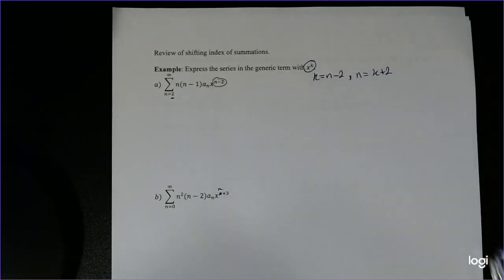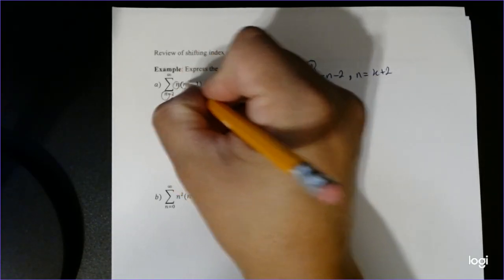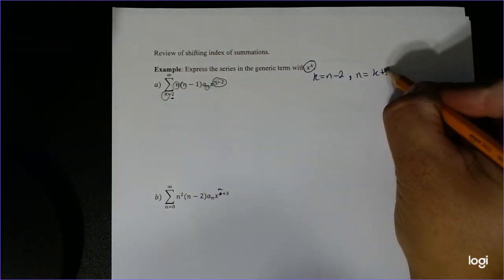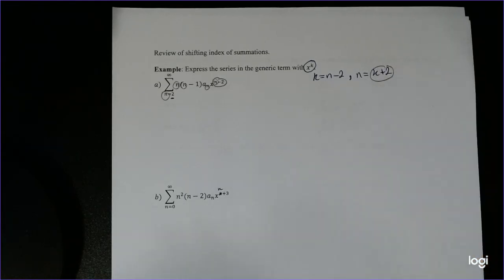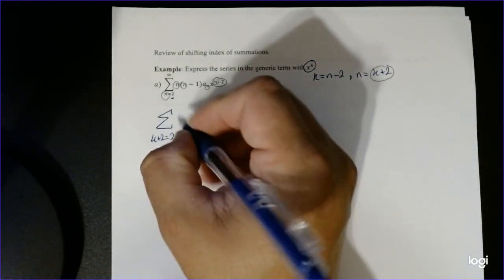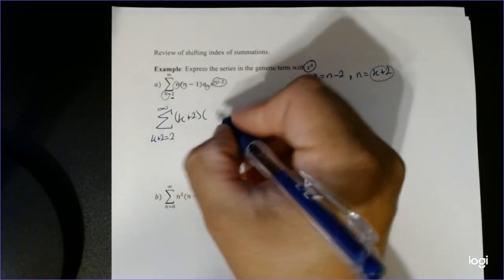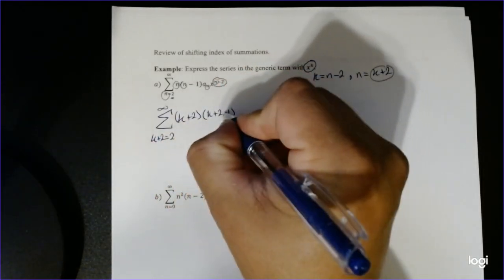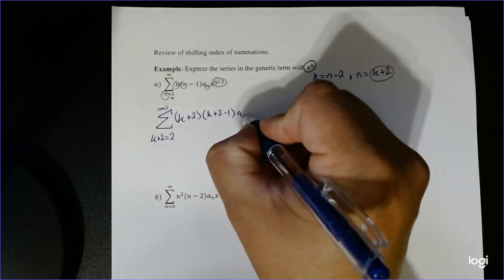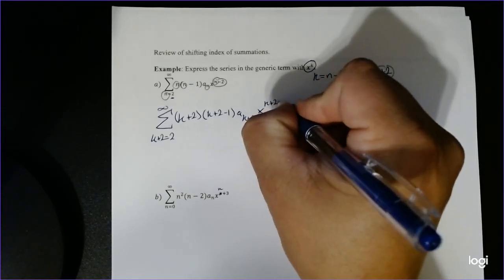Okay. So now what I'm going to do is, everywhere I see an n, I'm going to rewrite it with a k plus 2 term. So this is not good notation, but hopefully you understand what I'm about to do. So it's going to be k plus 2 equals 2. k plus 2 times, in parentheses, k plus 2 minus 1, a to the k plus 2, x raised to the k plus 2 minus 2.